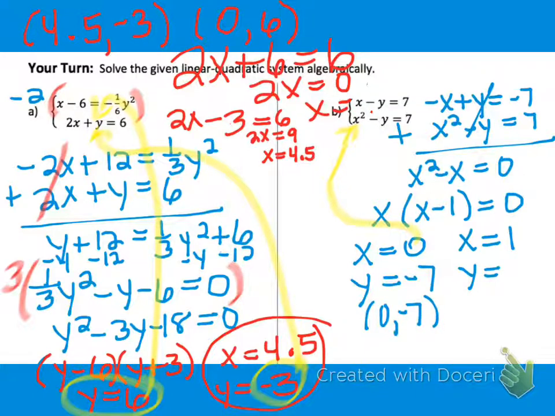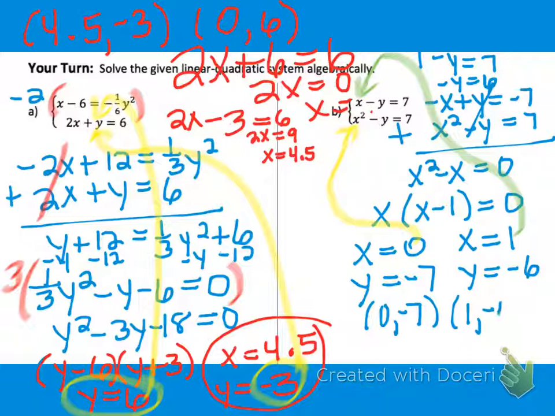And then if instead I went ahead and substituted in positive 1. Oh my goodness, that is terrible. I am really struggling today. So I put the 1 in there, so it would be 1 minus y equals 7. So then I'd have to subtract 1, which means minus y equals 6, and that means that y must be negative 6. So that means my other ordered pair is 1, negative 6.